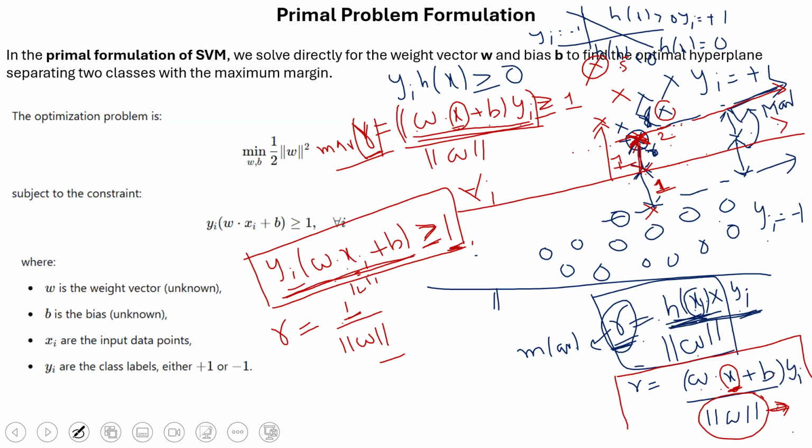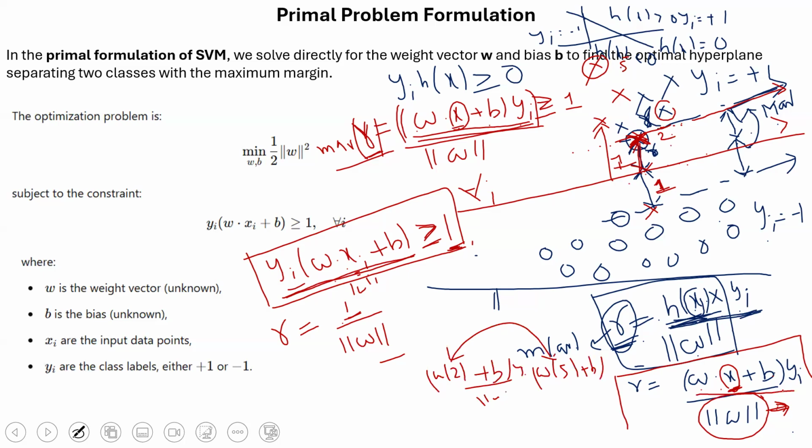So if I write this, it becomes w into 2 plus b into yi by mod w. For this point, this becomes w into 5 plus b into yi. So what is the only thing that is changing? Only x is changing, right? So the only parameter, the only function that decides the distance is w into x plus b.